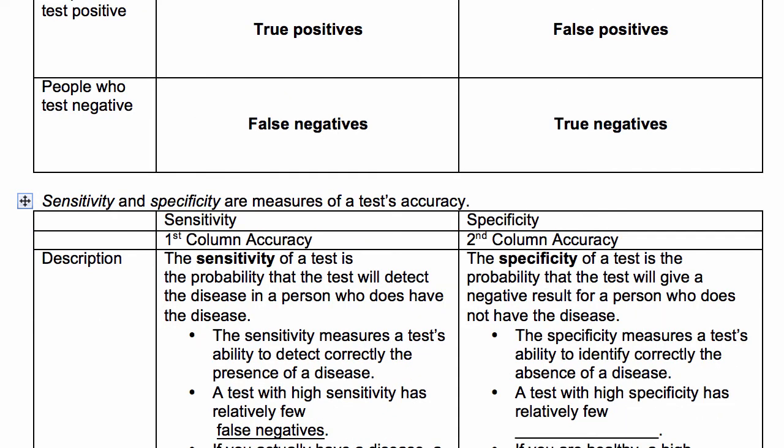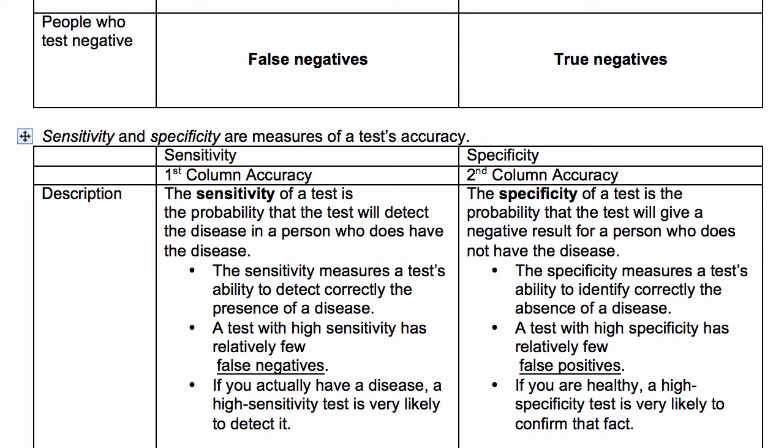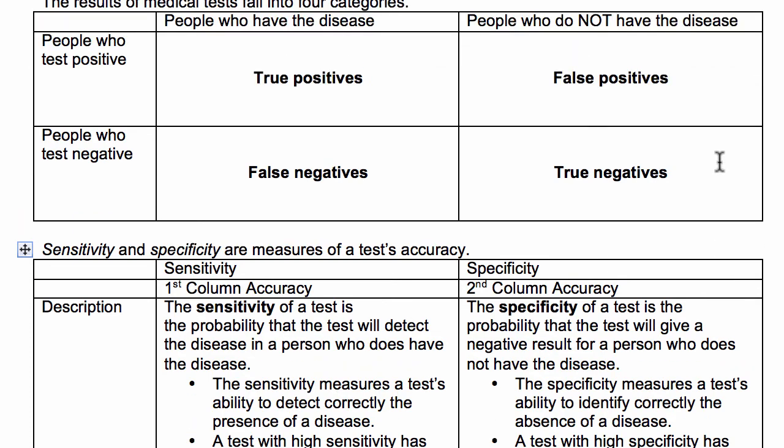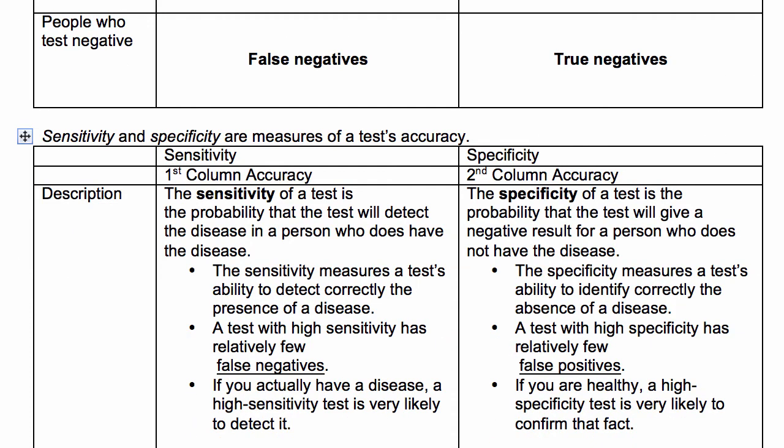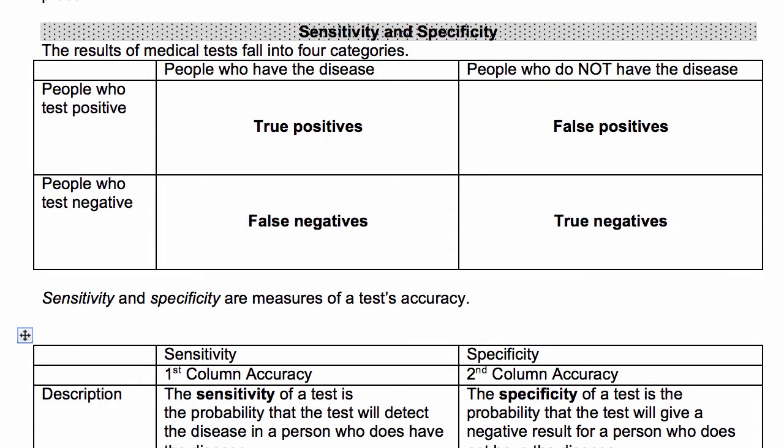Therefore, a test with high specificity will have many true negatives, but relatively few false positives. If you are healthy and therefore belong in the second column of the chart above, a high specificity test is very likely to confirm that fact. In this section, we will calculate sensitivity and specificity by examining the results of experiments or studies. Recall from the previous section that this is called empirical probability.